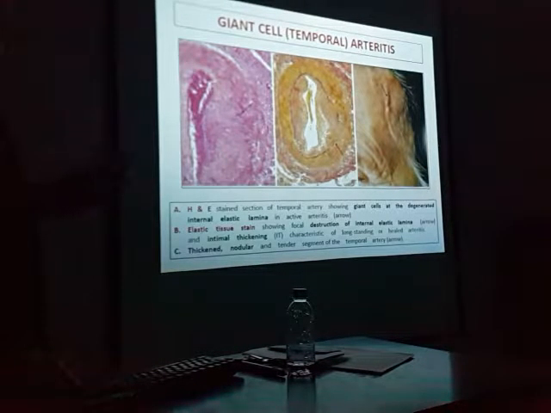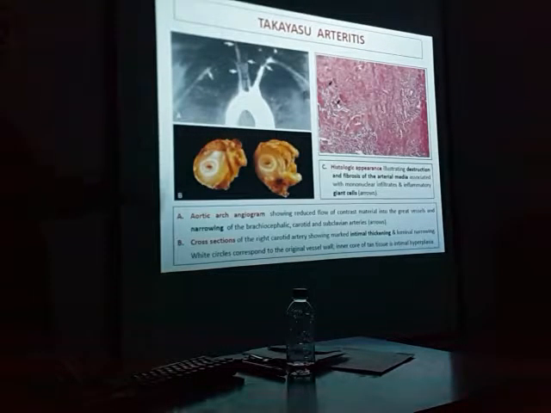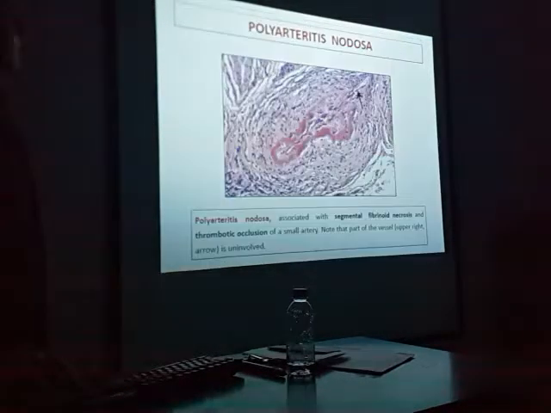Clear? Yes. Superficial temporal artery, aortic arch. Yes. This is the main difference.